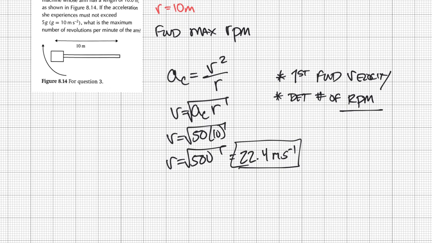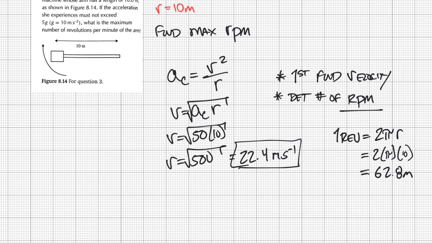Well, one revolution is going to be 2 pi r, the circumference, or the distance that she would travel. So it's going to be 2 times pi times 10, which is going to be 62.8 meters. And she is traveling at 22.4 meters per second.